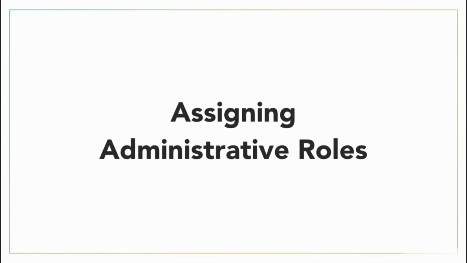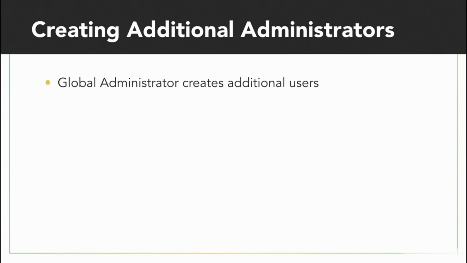Now that we've seen the different types of administrator within Office 365, we'll now explore how to assign user administrative roles. Once Office 365 has been purchased and the initial setup is complete, you'll be able to use the Global Administrator to create additional users. Once users have been created, you can then assign any of the available administrator roles to your new users.